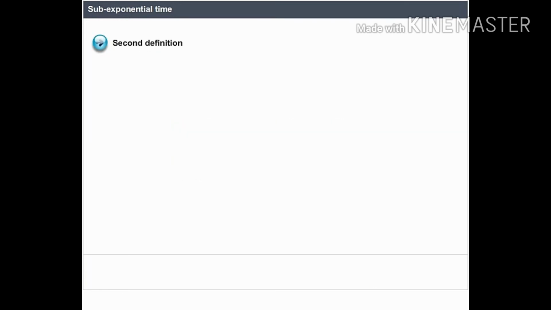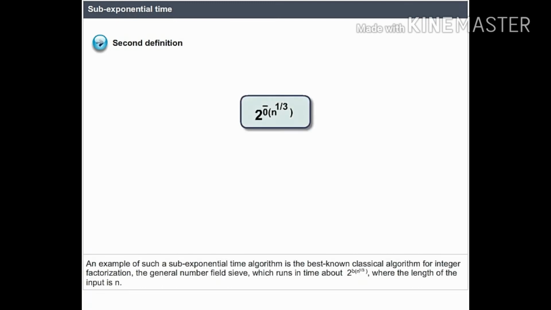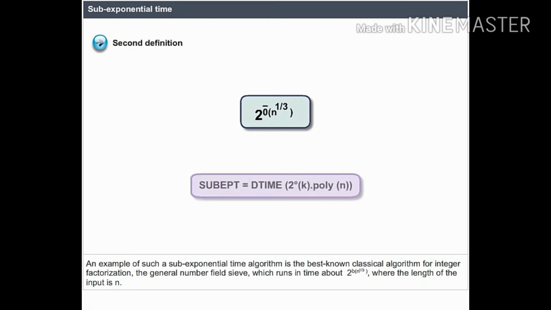Second definition. This definition allows larger running times than the first definition of sub-exponential time. An example of such a sub-exponential time algorithm is the best-known classical algorithm for integer factorization, the general number field sieve, which runs in time about 2 to the power of O(n^(1/3)), where the length of the input is n.